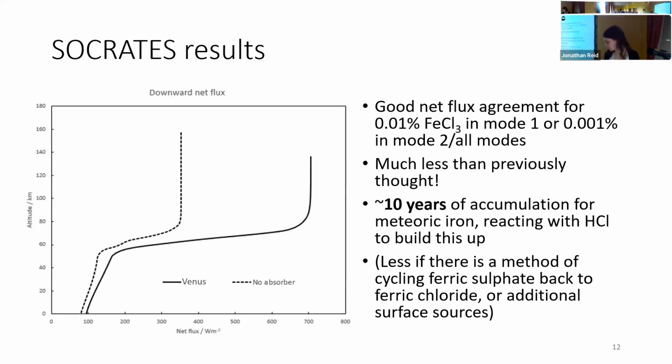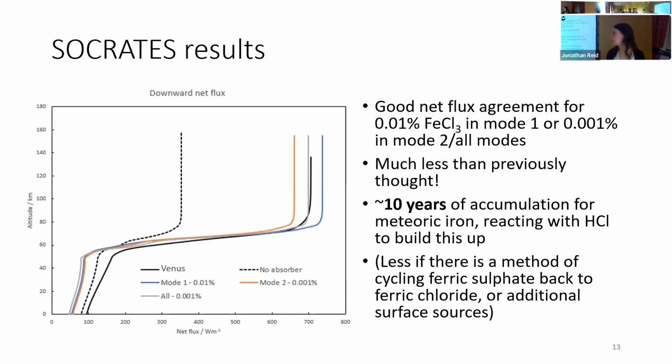So how does this look? Well, this solid line is what we want to see for our net flux profile. This dashed line is what you currently see for Socrates without an absorber in there. So this is downward net flux, which is net flux coming into the atmosphere minus reflected net flux. This is too low because our clouds are too reflective. Whereas when we include ferric chloride, it's looking much, much better.